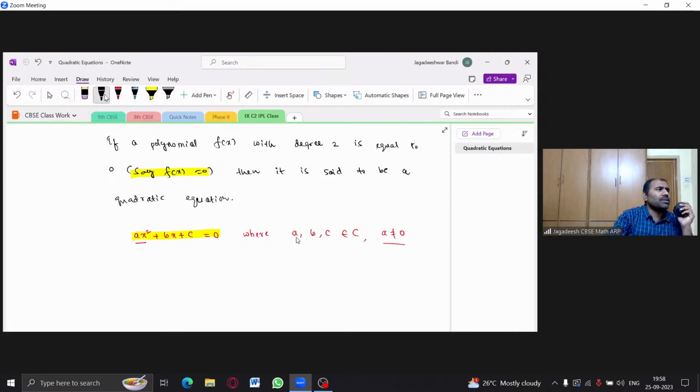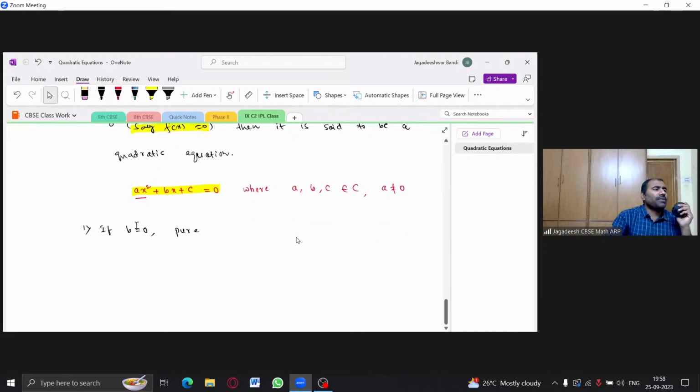Fine. So here also some cases are given in our material, so I will just discuss them quickly. First case: if b equals 0 in this quadratic equation, then it is called a pure quadratic equation. If b value is 0, for example, 2x square plus 3 equal to 0. 2x square plus 3 equal to 0. So b means what?